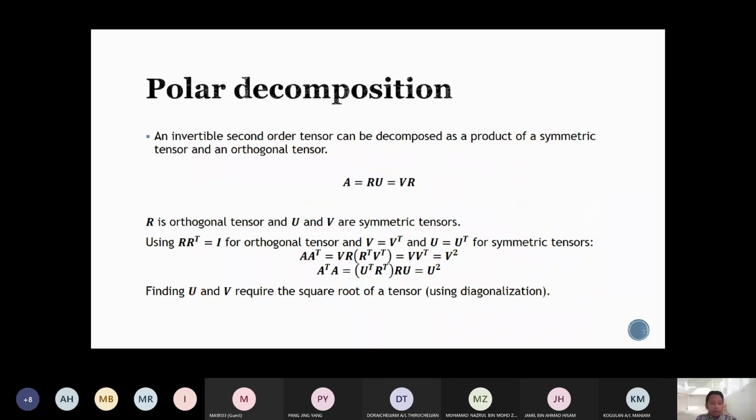Okay, so polar decomposition, this one we will encounter later, but for now we can skip this part.